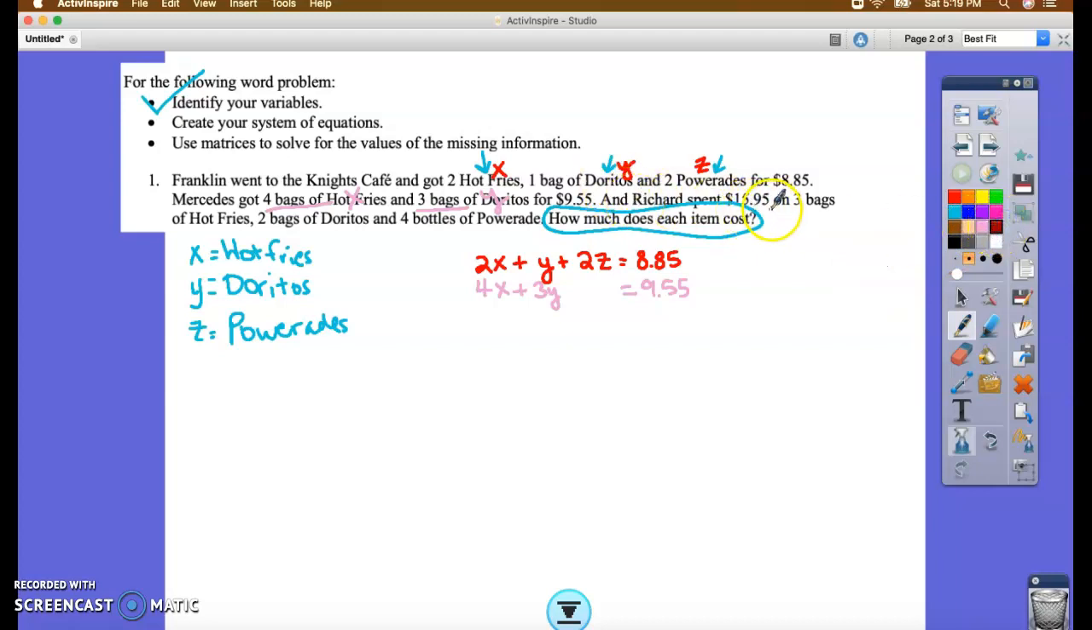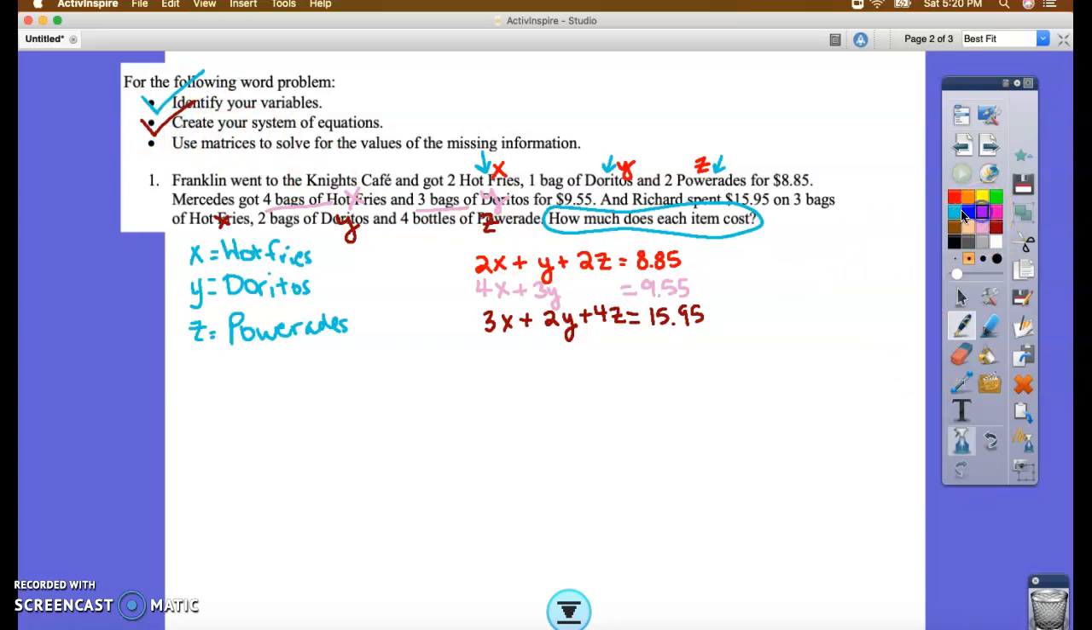Now we're going to go to my main man, Richard. Richard spent, they tried to trick us by putting the total up front, but we are not easily tricked. $15.95 is the constant. 3 bags of hot fries, so 3X. 2 bags of Doritos. 4 Powerades. So 3X, 2Y, 4Z. And step 2 is done. Create your system of equations.